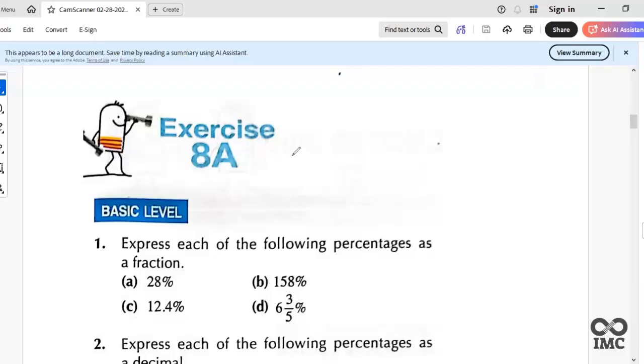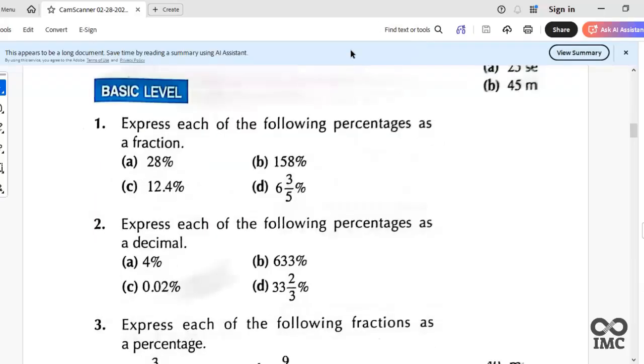Okay, exercise 8A question number 1. Question number 1 says express each of the following percentages as a fraction. So here, what does 28% mean? 28% means actually 28 by 100. Now if we want to find the lowest term, then we need to divide both numerator and denominator by 4. So 4 7s are 28, 4 25s are 100.